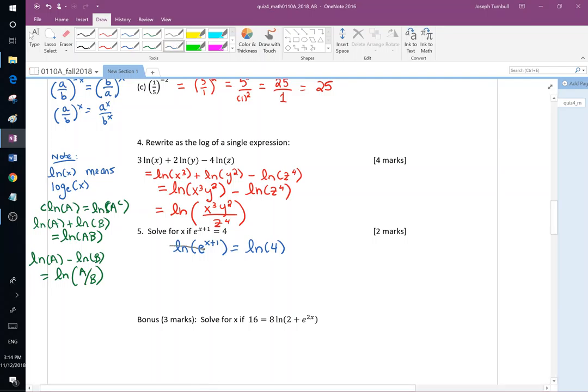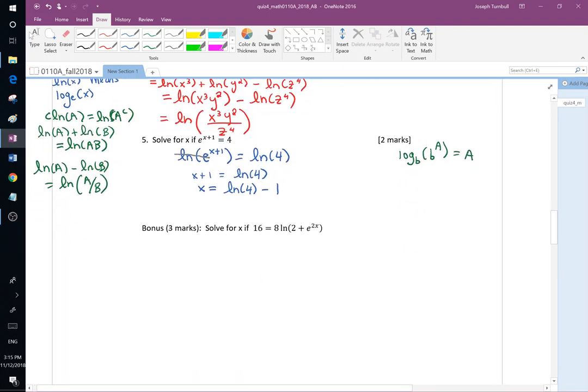The reason why we use ln is for the next step. So I can cancel the ln e using the cancellation law. I'll write that down: log base b of b to the a equals a for any base b. So here we have log base e of e to the x plus 1 is equal to x plus 1. And we want to get x all by itself. We're almost there. Subtract 1 from both sides. X is equal to ln of 4 minus 1. And you can't subtract the 4 and the 1. The 4 is trapped in the log function. The 1 is not in there. It's outside there. So that's the answer.